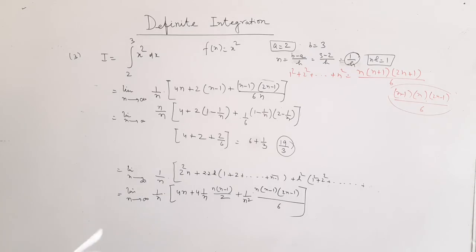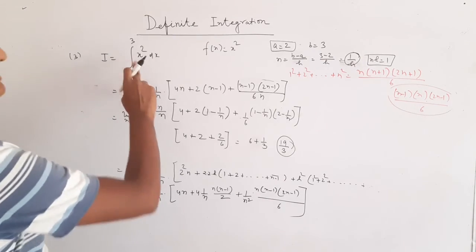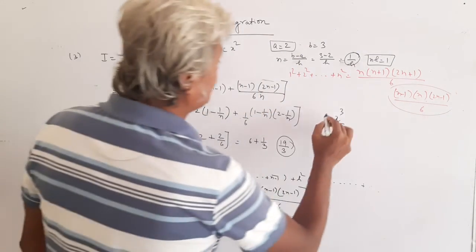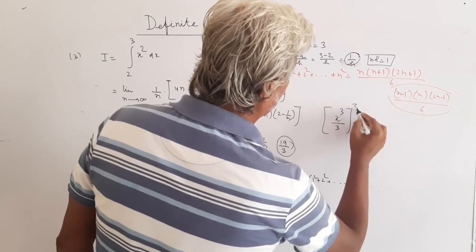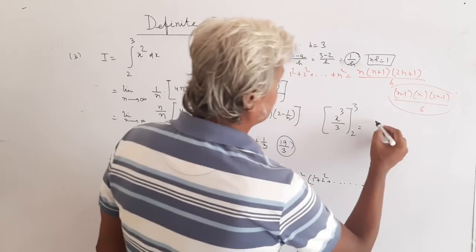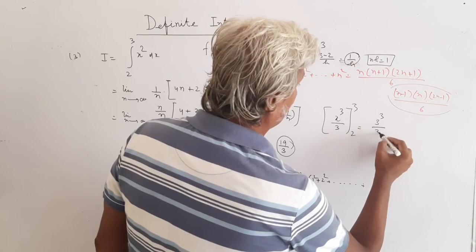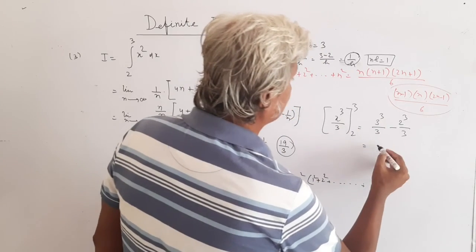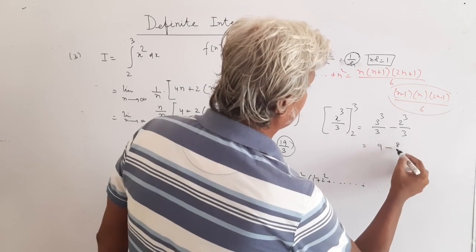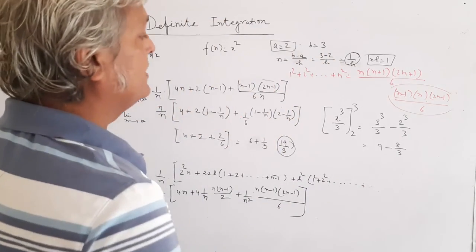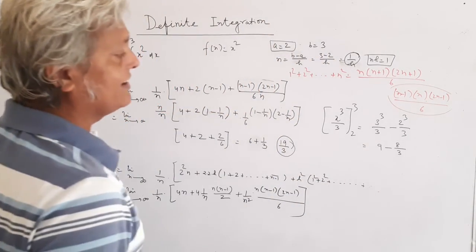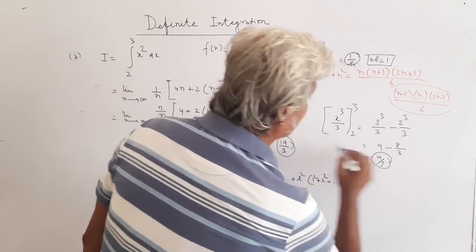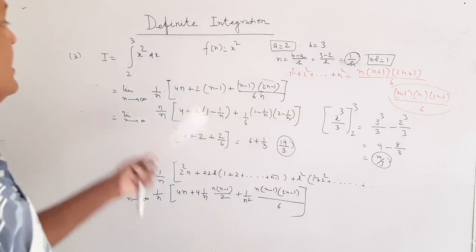Now just to check whether we are getting the same thing or not, if I integrate x square, what I'll get? X cube by 3, right? Then I put the limits, that is 2 and 3. This becomes 3 cube over 3 minus 2 cube over 3. This is 9 minus 8 by 3. Now 3 nines are 27, 27 minus 8 is 19. So this is also 19 by 3. These are the same answer.